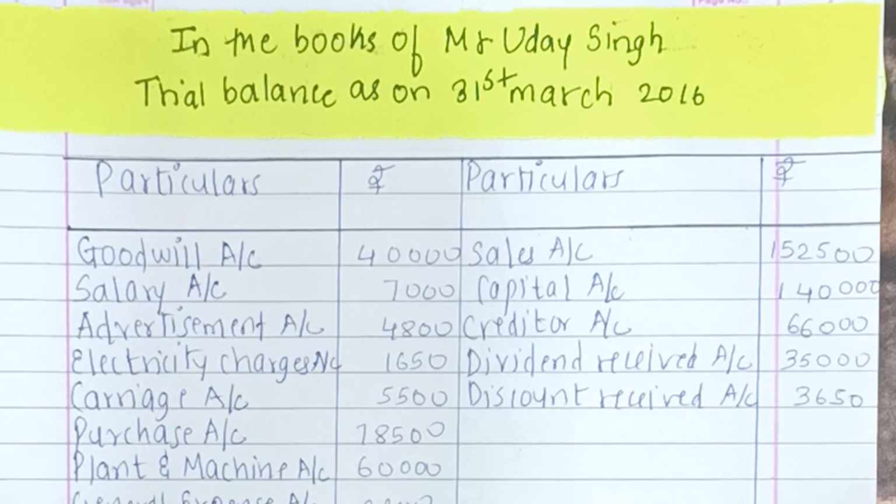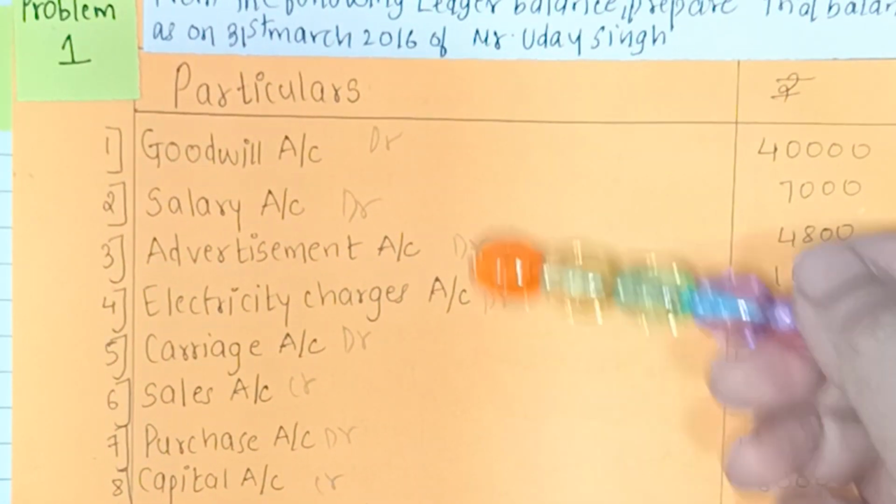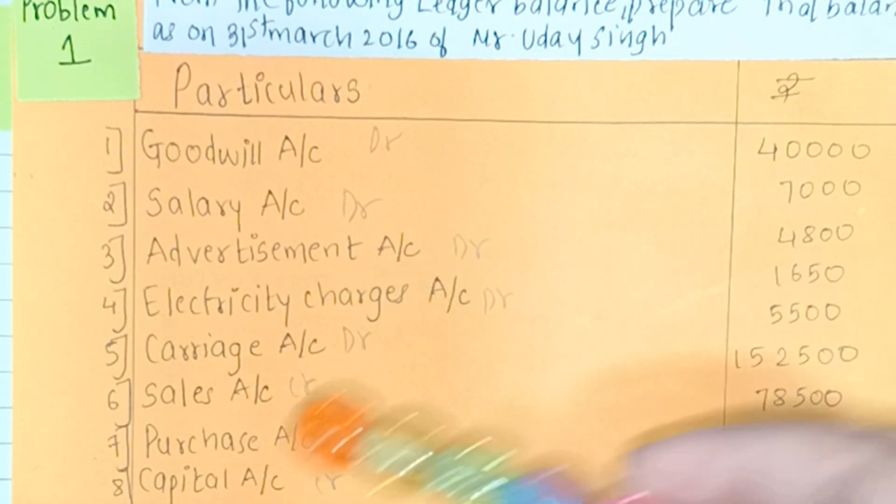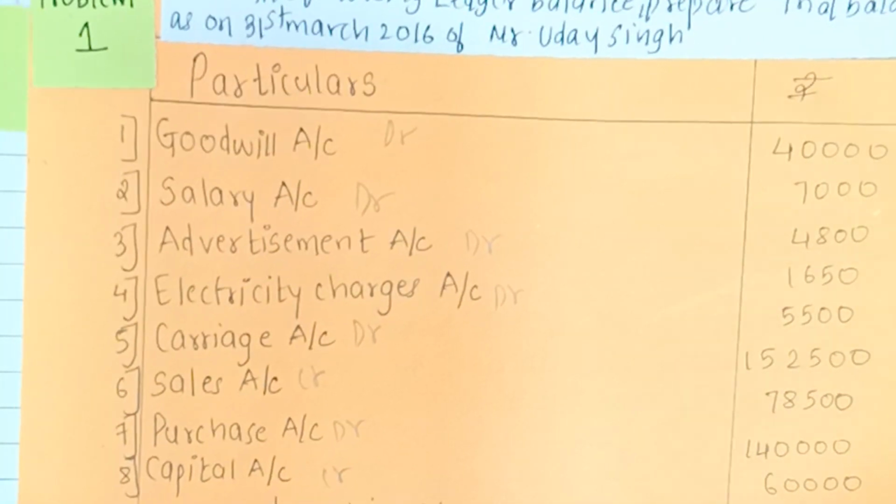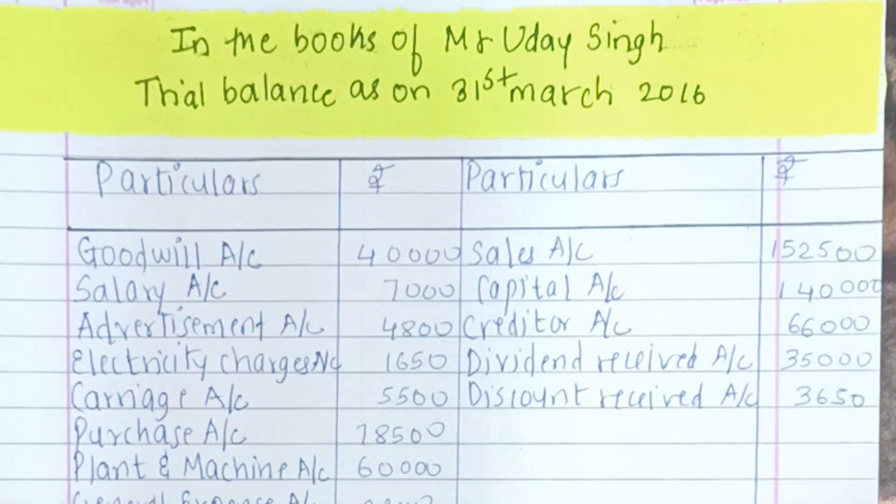So students, as you can see here, I have written the solution. Previously for this problem, I marked which account will be on the debit side and which one will be on the credit side. So here I have drawn the columns, particulars and rupees, and put the items where they belong. For example, as we know, the expenses and assets are on the debit side, so I have written all of them on the debit side, and similarly the capital, the liabilities and the revenue, all these items I have recorded on the credit side.